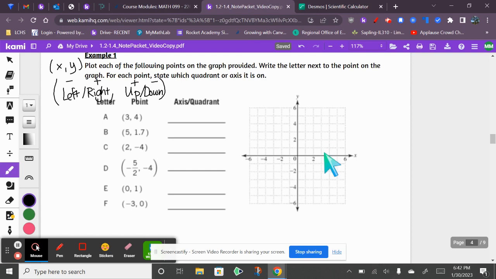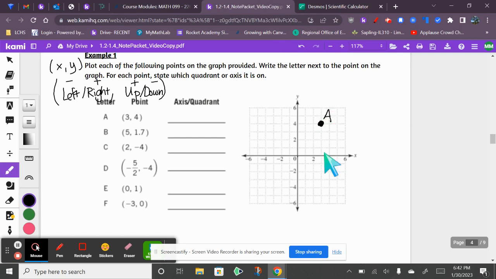So, looking at (3, 4). This one, I'm going to go 3 to the right. I'm going to always start at my origin, and I'm going to go 3 to the right, and then I'm going to go up 4. So this is point A.